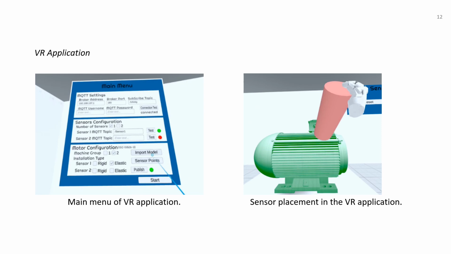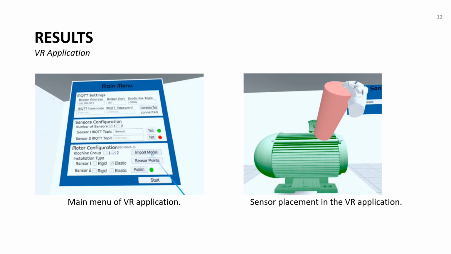After starting the VR application, the user will be presented with the main menu as shown in the figure. The first step is to set up the MQTT broker configuration: the broker address, the port, subscription topic, username and password if applicable. After that, the user can test the communication connection to check if the VR application is able to communicate with the MQTT broker. The user then must set the number of sensors and the MQTT topic of each sensor. They are also able to test the MQTT communication for sensors to see if the data is being received.